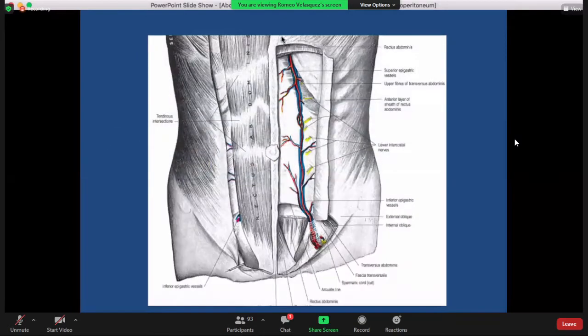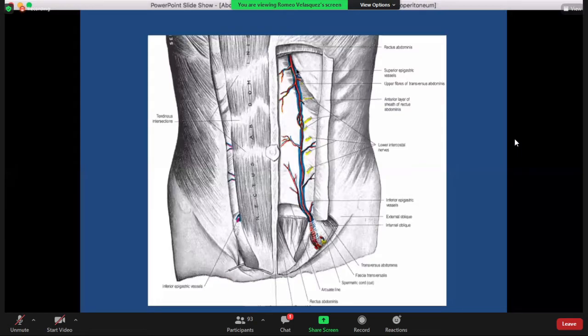Okay, so that's the linea alba right there. Well, in this illustration, you will also see the blood supply, and innervation coming from the intercostal nerves, supplying the anterior abdominal wall.